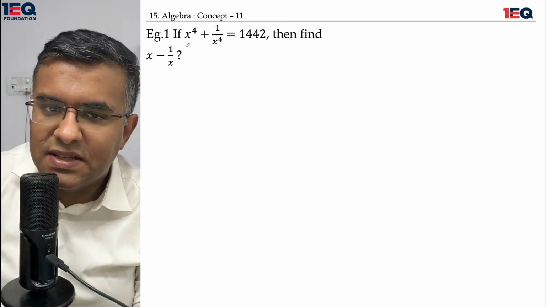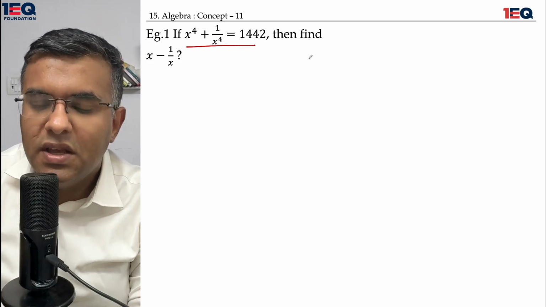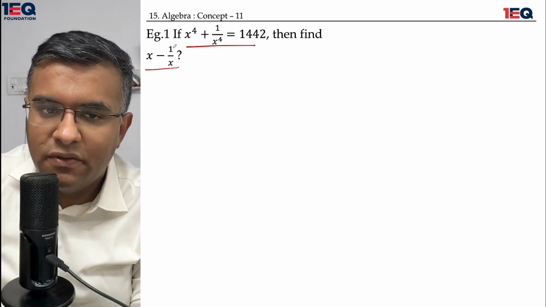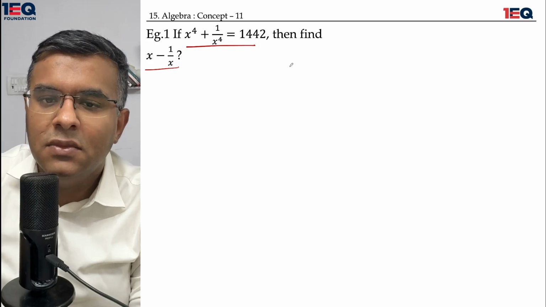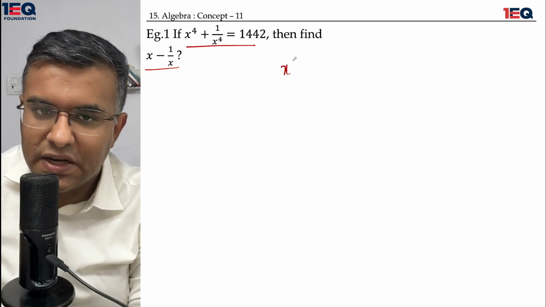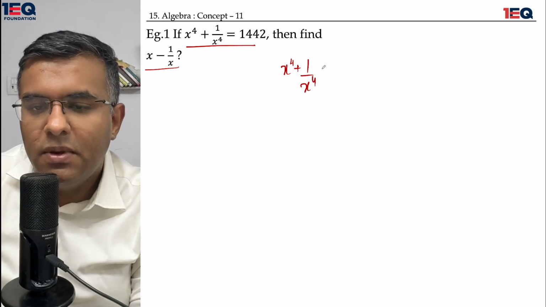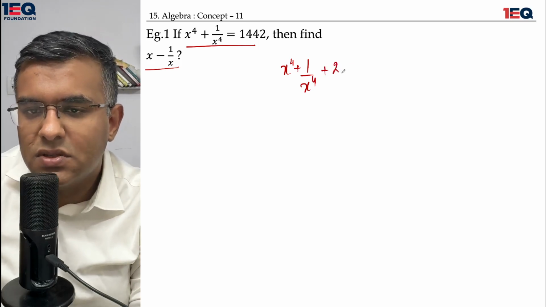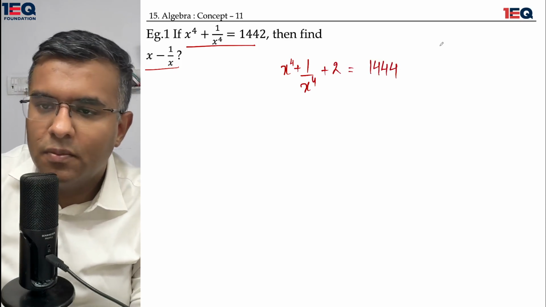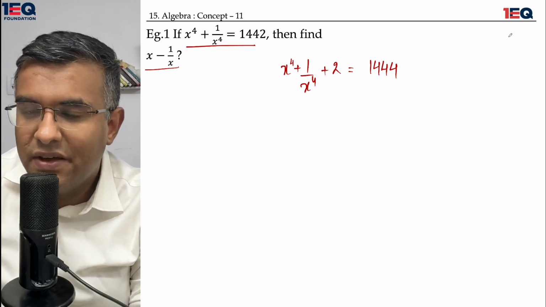The question says x raised to the power 4 plus 1 upon x raised to the power 4 is equal to 1442. Then I have to find out the value of x minus 1 by x. So what I'll quickly do here is add 2 on both sides so that I reach 2 here and 1444 here. Now, what is the square root of 1444? This is a very interesting part.